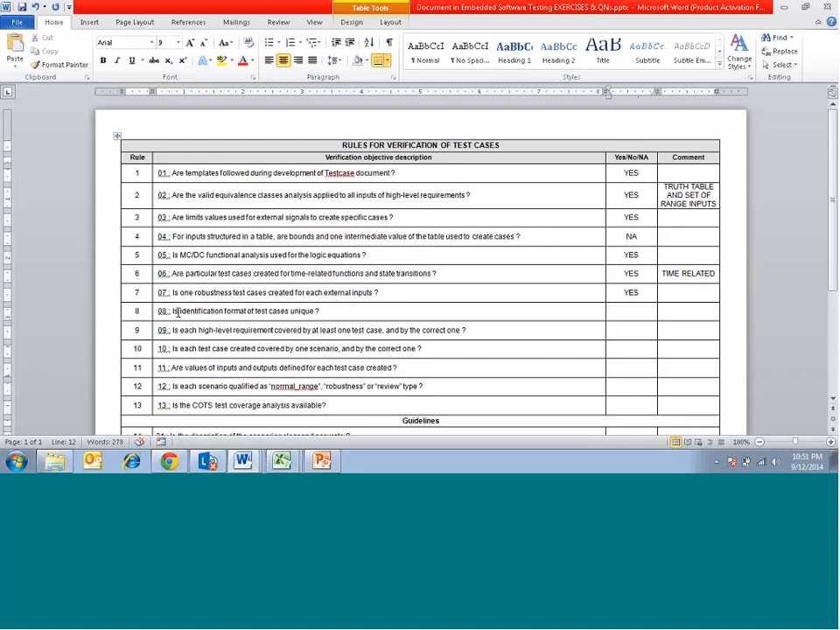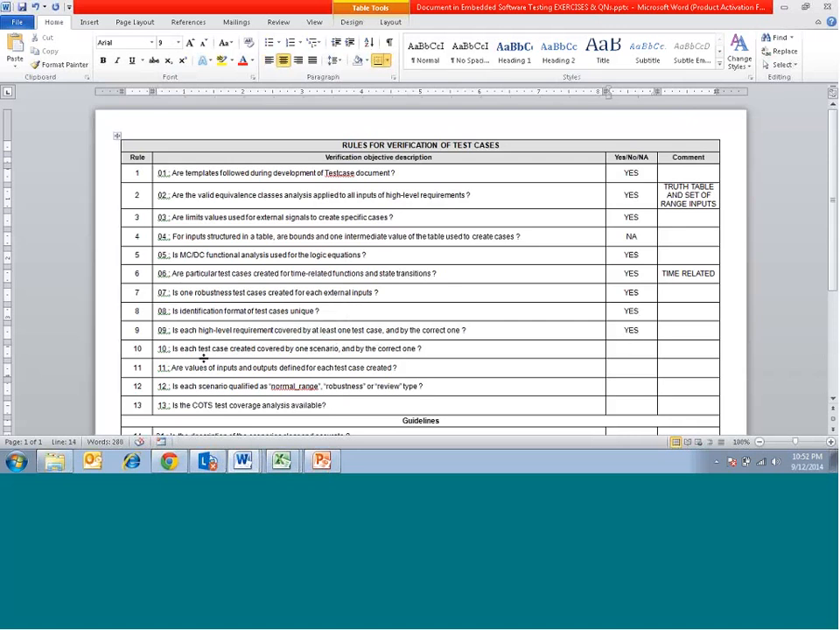Is the identification format of test cases defined? Yes, we have seen that every test case has its own unique ID. Is each high level requirement covered by at least one test case and the correct one? It's very important. Correct one is also very important. So based on the review, we need to fill this whether it is correctly done. Yes, we are done for each requirement with at least one test case.